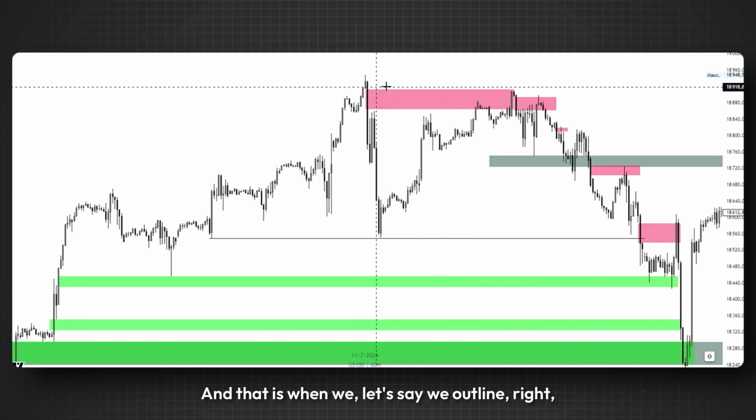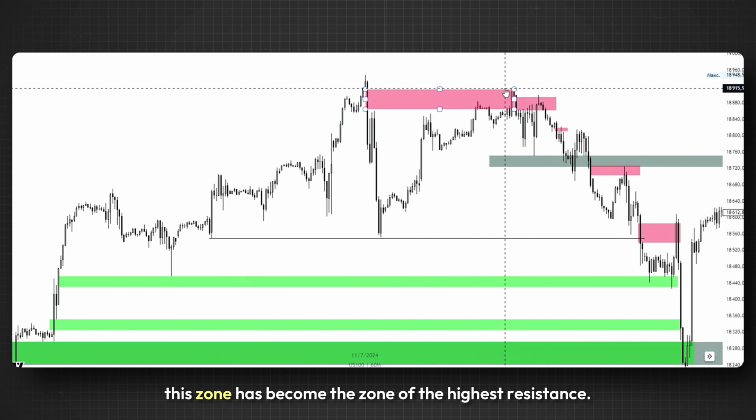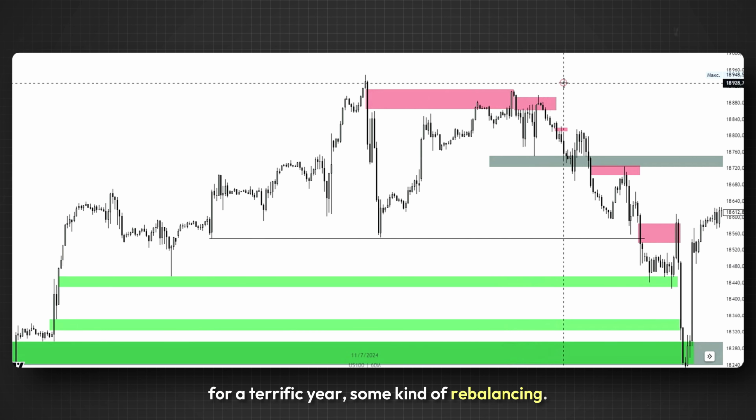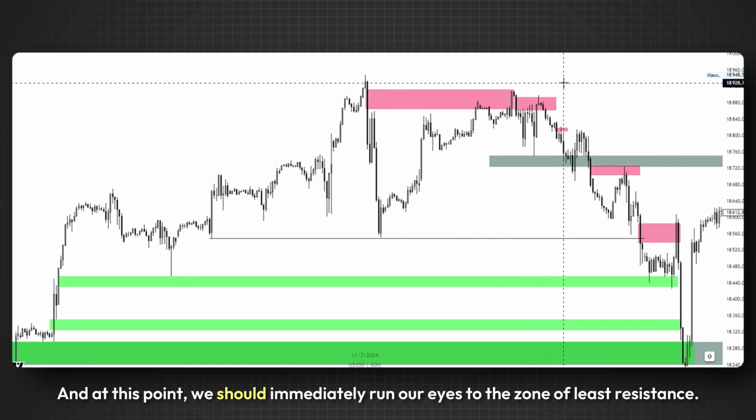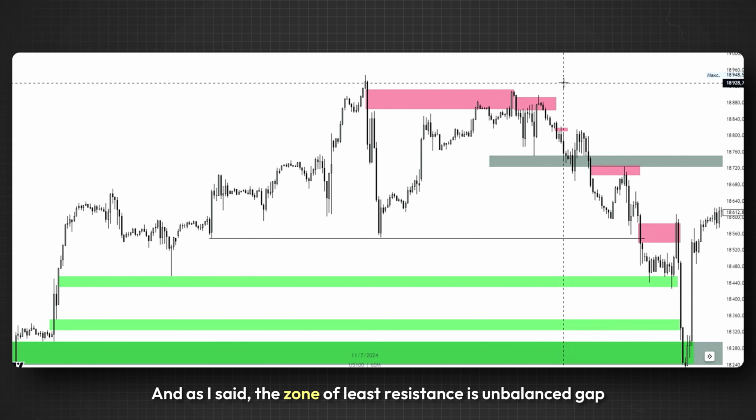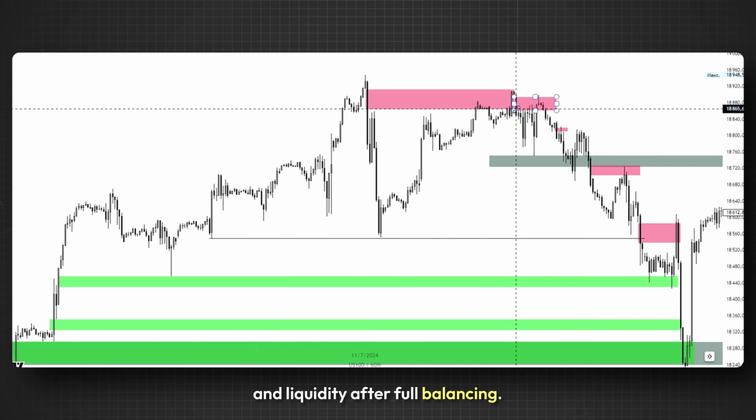And that is when we, let's say, outline, right? This zone has become the zone of the highest resistance. That is all. We realize that the price will not rise higher. Some kind of rebalancing. And at this point, we should immediately run our eyes to the zone of least resistance. And as I said, the zone of least resistance is unbalanced gap and liquidity after full balancing.